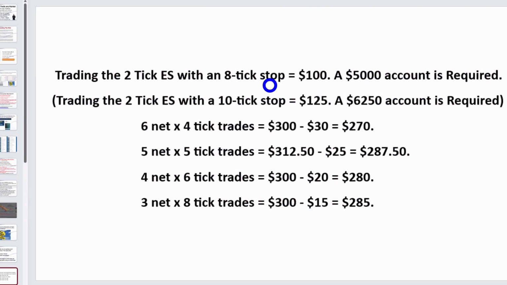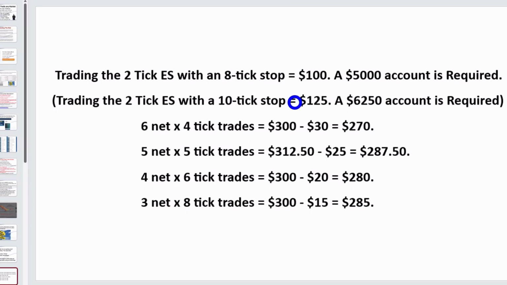Now if you wish to increase your stop loss up to 10 ticks, you'd need 6,250. The reason you might want to increase that, I use an entry chart and an anchor chart. If I'm waiting for my anchor chart one candle to close, which I'll show you on the chart, I may require up to a 10-tick stop. Today I used a fixed 8-tick stop because we had a lot of momentum.